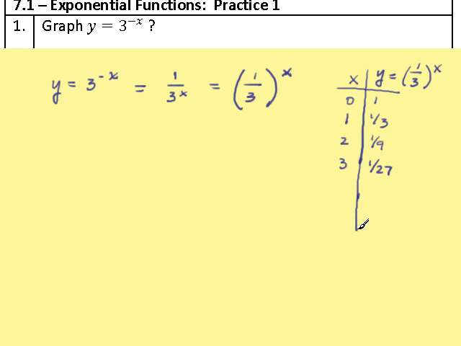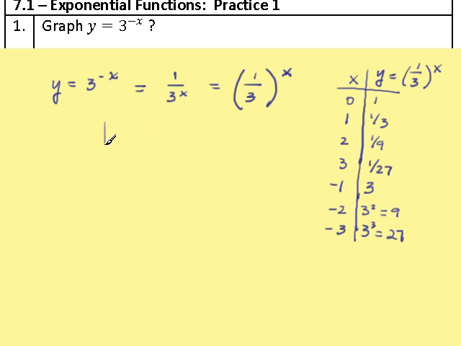Now, when we substitute in negative values, like -1, we have 1/3 to the minus 1, so that flips the 1/3, and we get 3 to the 1. If we substitute in -2, we have 1/3 to the minus 2. Again, it flips, and we get 3 squared, or 9. And for -3, again that flips this, and we get 3 cubed, or 27. So we see as x gets negative and goes to the left, these values get bigger.